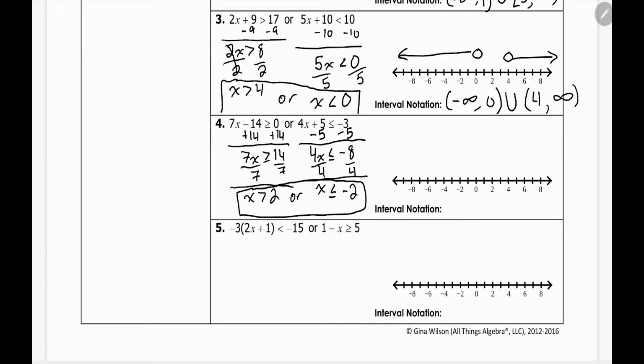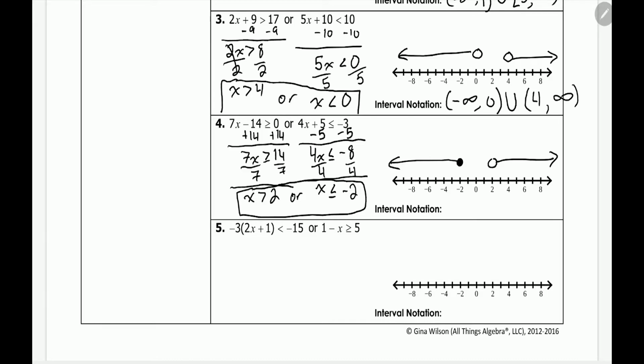So let's start with the first one. X is greater than 2. We go over to 2. It's a greater than symbol, so we have an open circle. Since we're looking for the numbers that are greater than 2, we draw a line to the right. That's the first one. Now we have x is less than or equal to negative 2. So we go over to negative 2. For this one, we have a closed circle because it's a less than or equal to symbol. And then we're looking for the numbers that are less than negative 2. So we draw to the left.